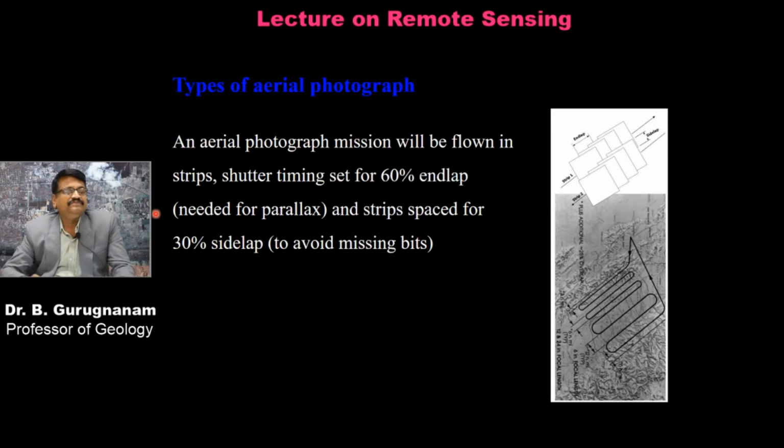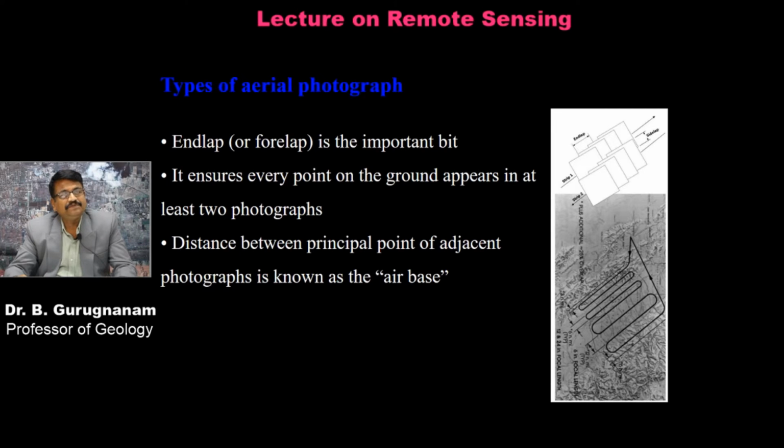Even for large scale mapping, even though we have big satellites like DigitalGlobe, aerial remote sensing still plays a major role as far as the military is concerned. And end lap is called forelap. People say overlap, end lap, forelap. All the words are the same, with equal meaning. It is an important bit, 60%, as I said.